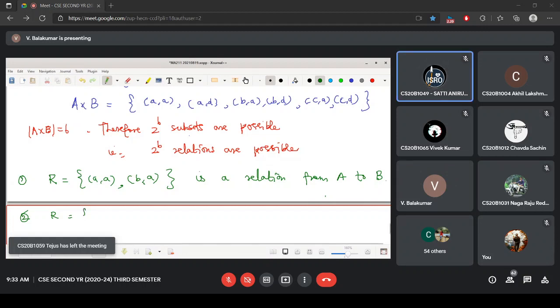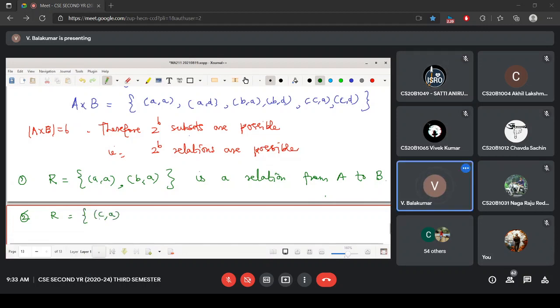C comma A. C comma A. You want to add more elements or only this? This much we'll say. This is only one. This is a relation from A to B.